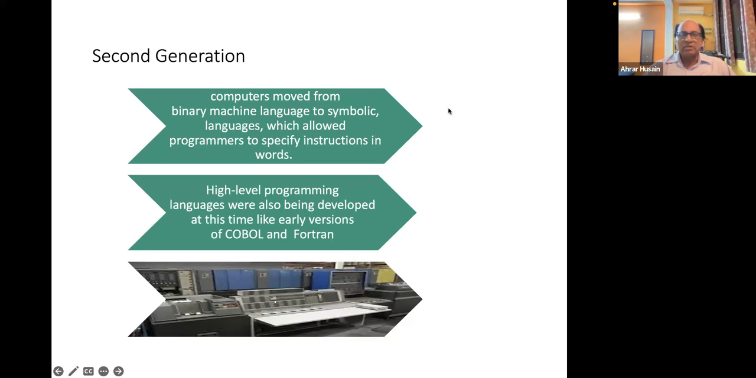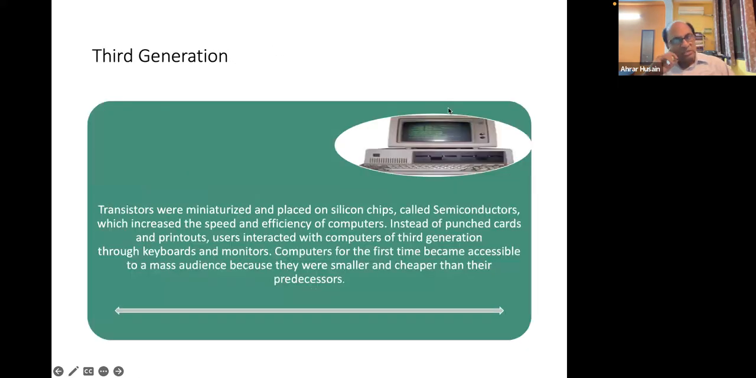Then comes the third generation computer. In this, you can see that the size becomes easier. You can put this computer on the table. And in this, basically, transistors were miniaturized and placed on silicon chips called semiconductors, which increased the speed and efficiency of computers. Instead of punch cards and printouts, users interacted with third generation computers through keyboard and monitor. Computers for the first time became accessible to a mass audience because they were smaller and cheaper than their predecessors.